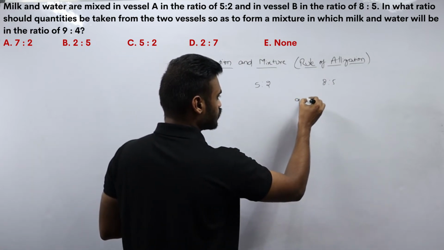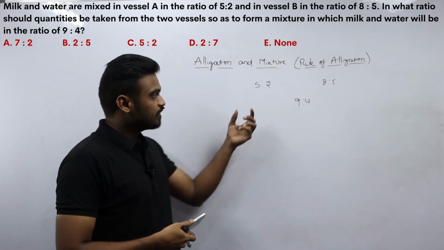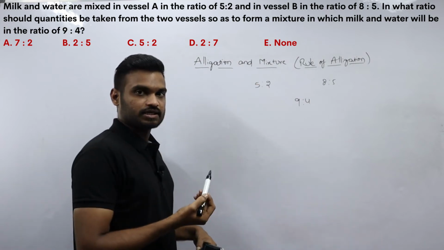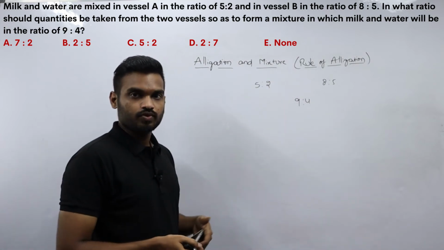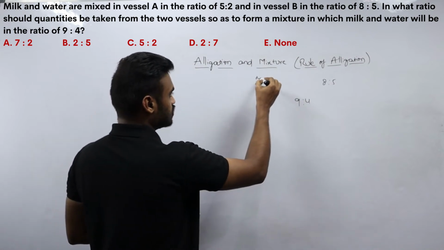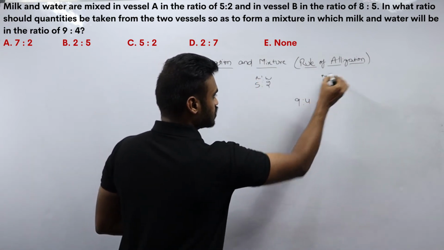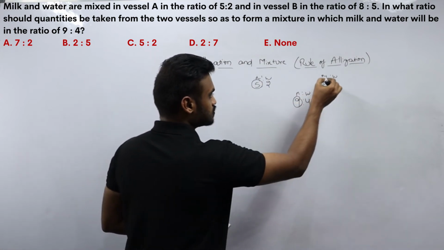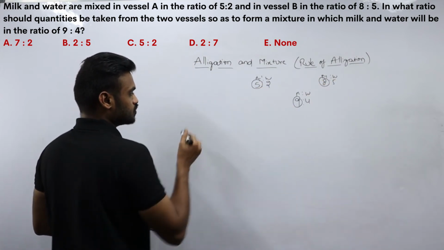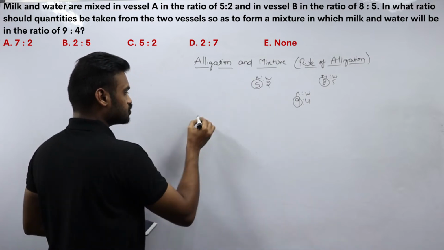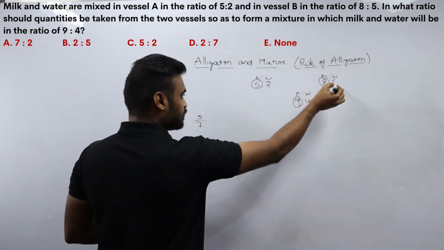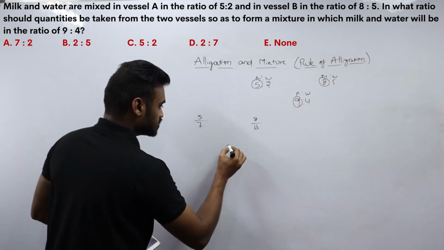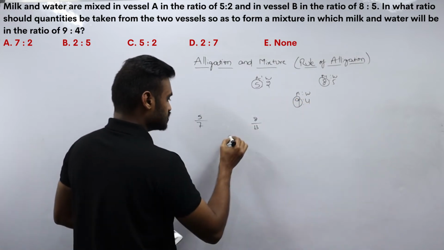I have already told you, whenever the question is given in the form of ratios, consider either only the milk ratio or only the water ratio. Now I am considering the milk ratio in all three ratios. Out of 5 plus 2, that is 7 parts, milk is 5 parts. Out of 8 plus 5, that is 13 parts, milk is 8 parts. Out of 9 plus 4, that is 13 parts, milk is 9 parts.